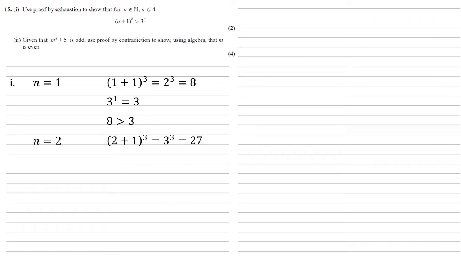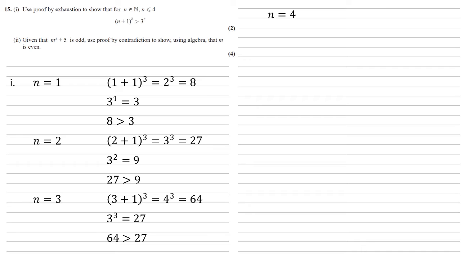For n equals 2, we have 2 plus 1 all cubed is 27, and 3 squared is 9, and 27 is larger than 9. For n equals 3, we get 3 plus 1 all cubed is equal to 64, and 3 cubed is equal to 27, and 64 is larger than 27. And for our final case, n equals 4, 4 plus 1 all cubed is 125, 3 to the power of 4 is 81, and 125 is larger than 81.